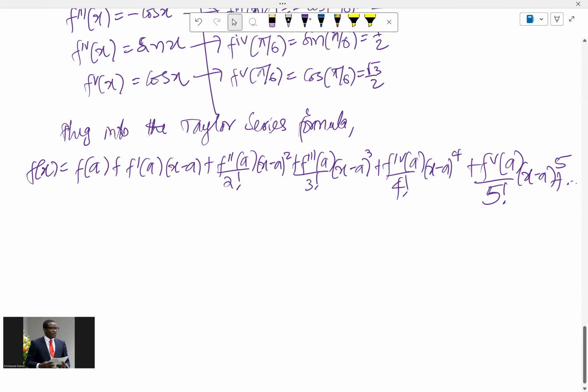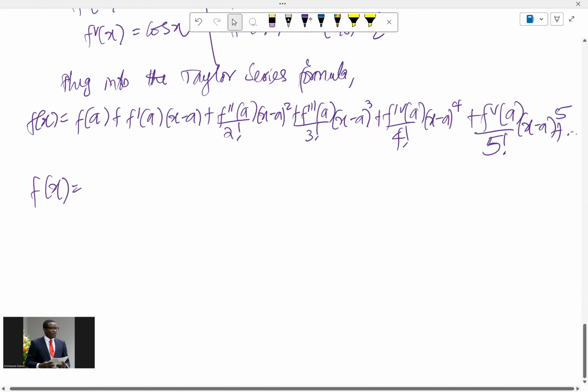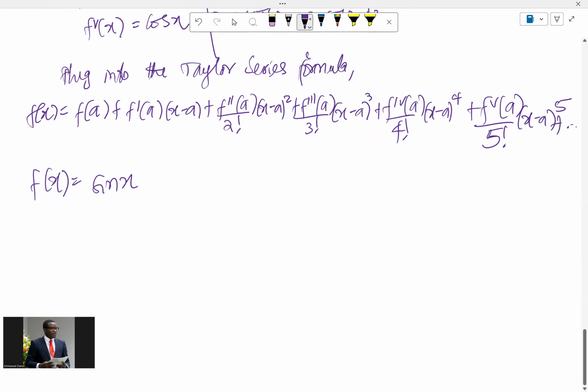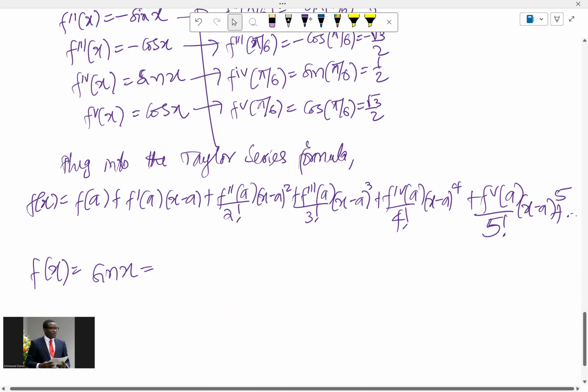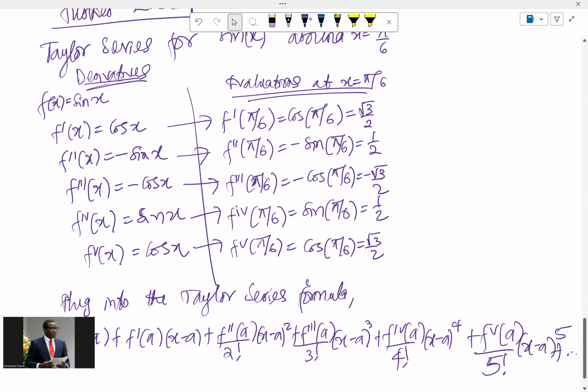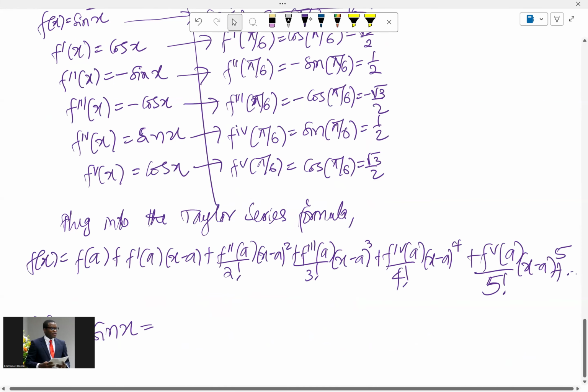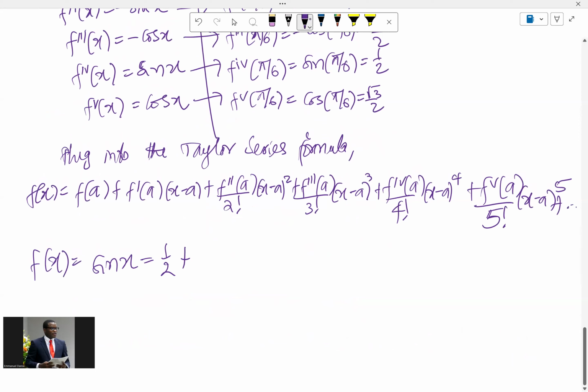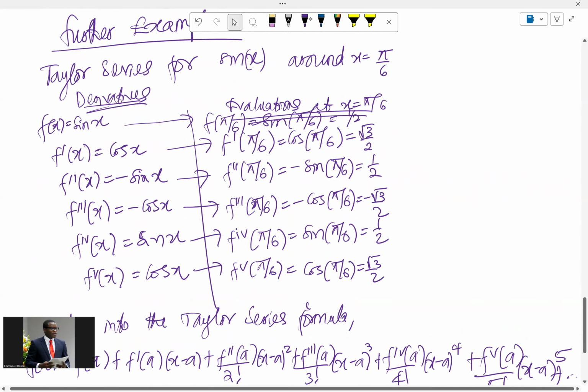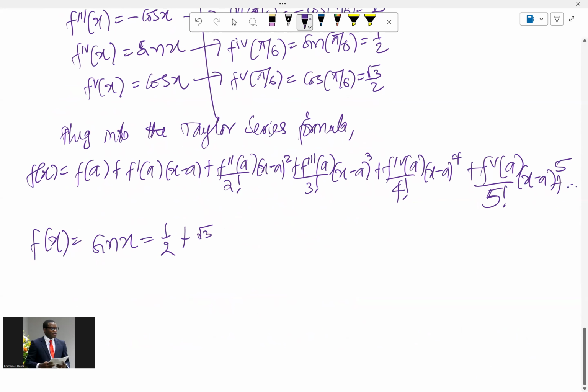So let's put all this. So we have f of x now, which is sine x, right? And that is equal to f of a. F of a is the first one. Oh, okay, I forgot to do the sine x. So f of pi over 6, that is sine pi over 6, which is actually 1 over 2. I forgot to do that. So f of a is 1 over 2. Then f prime of a is root 3 over 2, times x minus, our a is pi over 6, plus f prime prime of a.